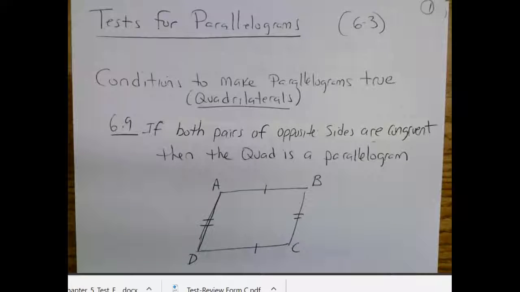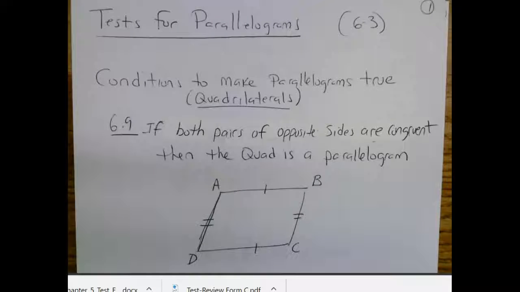This is our next notes in Chapter 6, Lesson 6.3. We've been looking at quadrilaterals, then we looked at parallelograms, and now we're going to look at tests that we can use for parallelograms or quadrilaterals to see if they are parallelograms. And we really have 4 theorems we're going to look at.